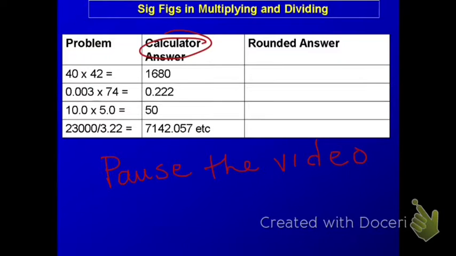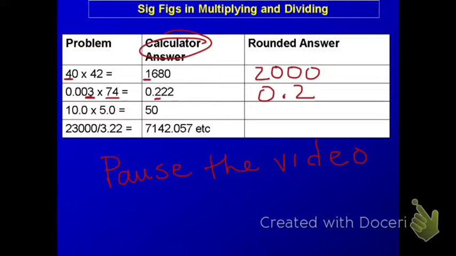The first answer should have been 2,000 after you round, because 40 has only one sig fig, so you're going to round to the first position. Your second answer, when you go to figure out how to round: 0.003 has one significant figure, 74 has 2, so you're going to round to only one significant figure, so your answer should have been 0.2.